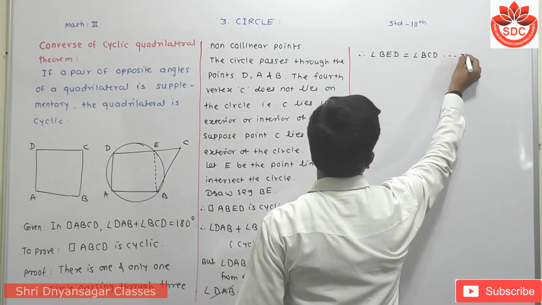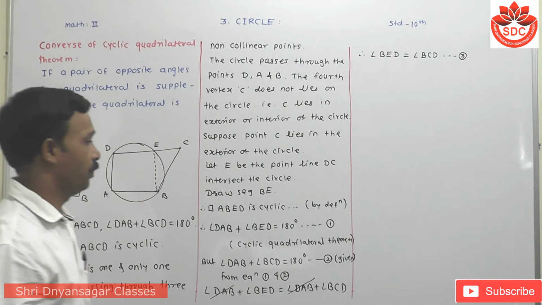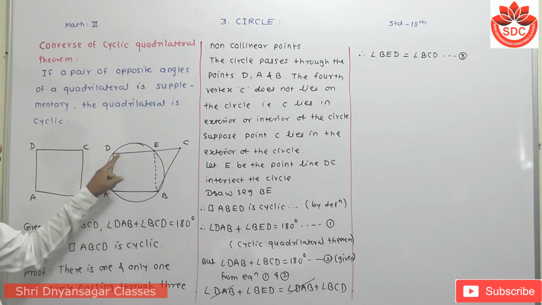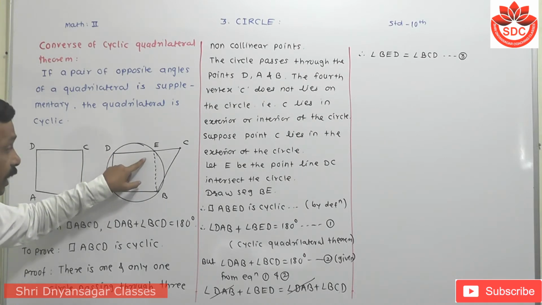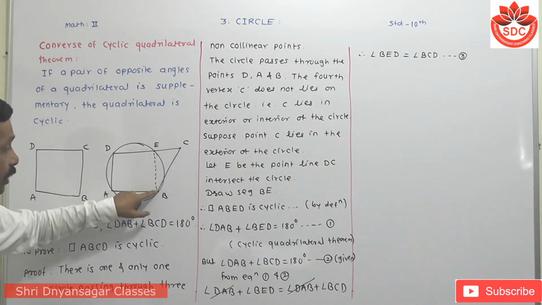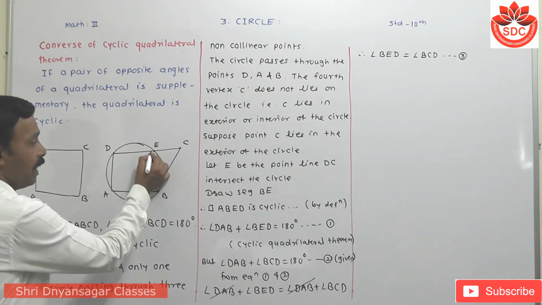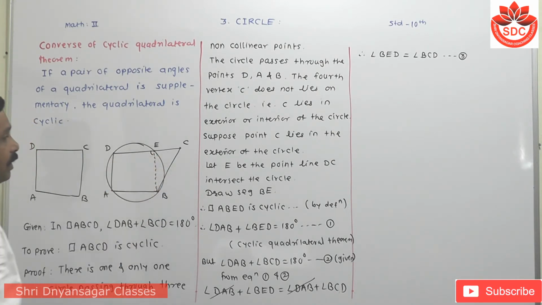BCD. Let this be equation number three. Okay, student. Then when we look at the angle BED, this is an exterior angle of this triangle BEC. Exterior म्हणजे बाह्य कोन आहे बघा, हा या ट्रायंगलचा बाह्य कोन झाला.